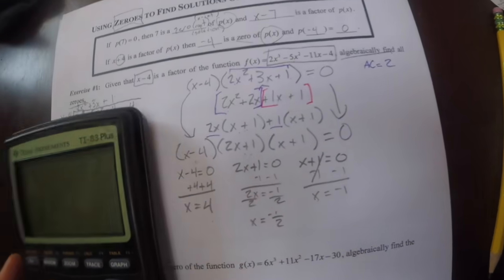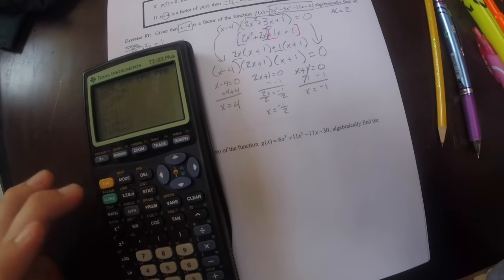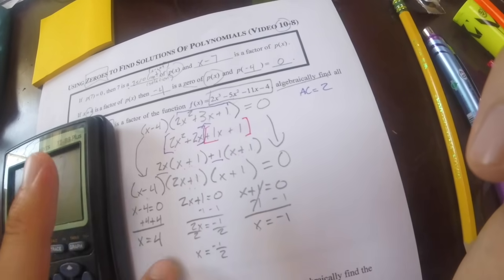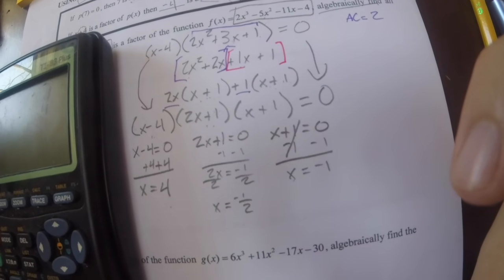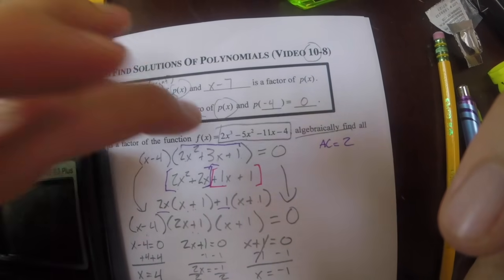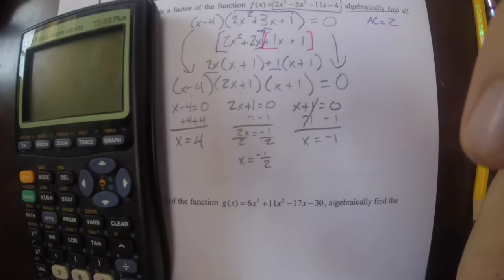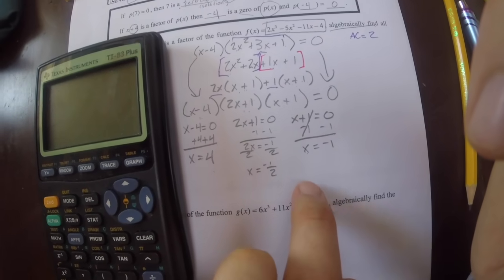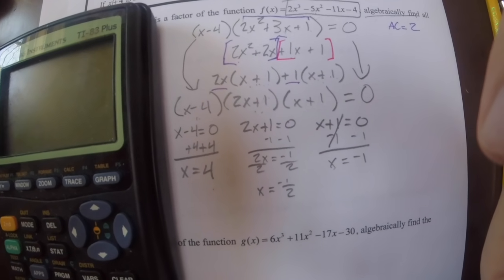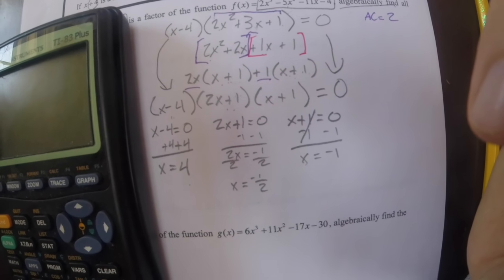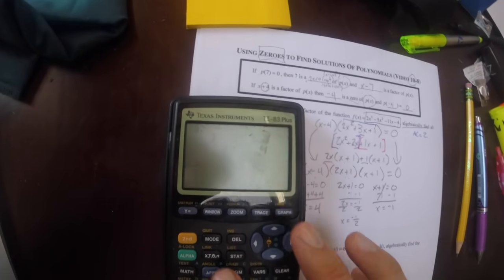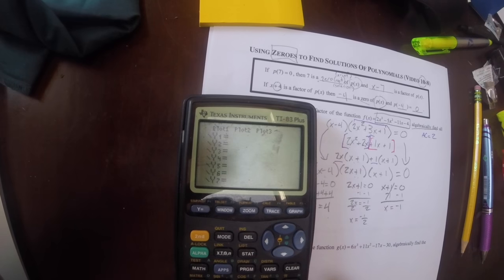So just a quick little side note. If I plug in, what does that mean? If x equals 4, x equals -1/2, and x equals -1 are all zeros, that means that this function up here, if I were to graph it, what should be going on at 4, -1/2, and -1? Those should be my x-intercepts, right? Let's just double check that to make sure that we are in good shape.